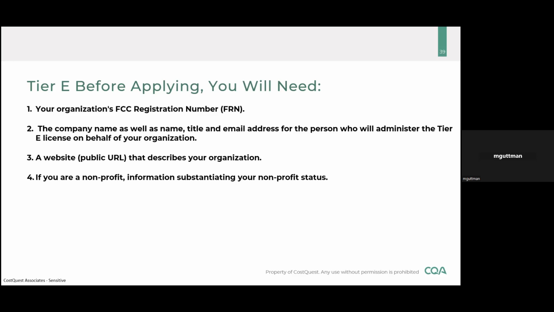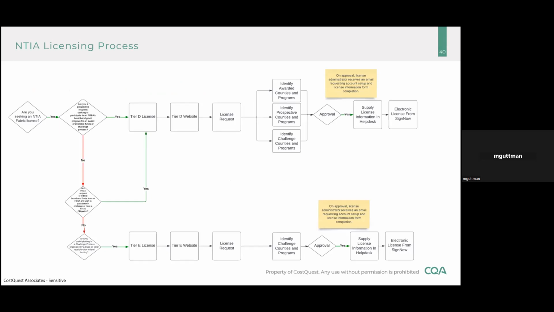Now, the process is pretty straightforward, and thank you. What this flow chart is basically saying on the top portion, if you're seeking an NTIA fabric license, the top 2 diamonds are the Tier D folks, the challengers or the network builders. You'll come into a website. On the last page of these slides, there is a URL for that website. You'll fill out information in a license request form. You'll identify your counties, which are the 3 blocks in the middle.